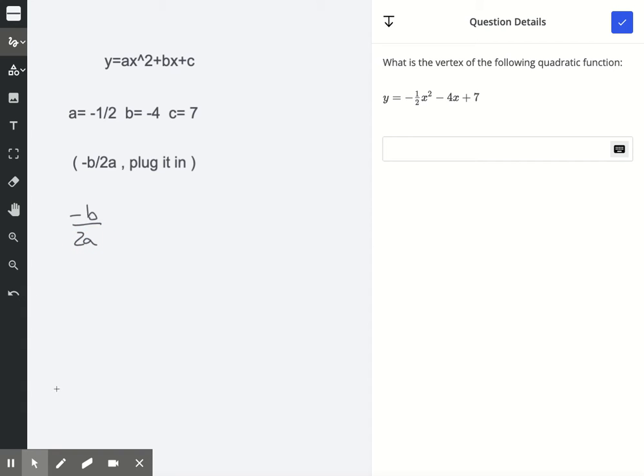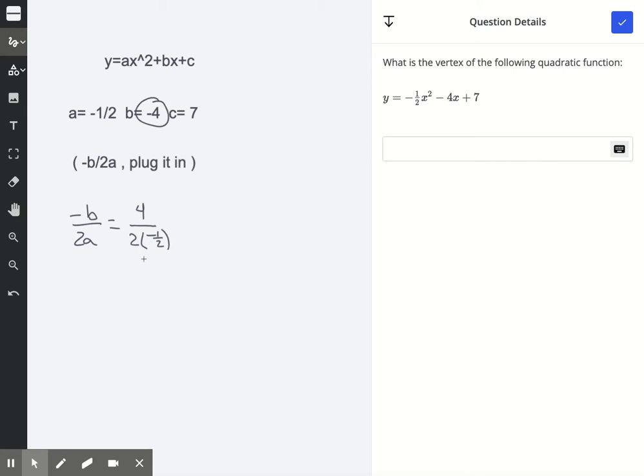Now notice how I keep saying opposite of B. It's very helpful because many people get messed up with negative 4. That's tricky. So if you see that your B is a negative 4, well, what's the opposite of negative? A positive 4. So when I use this equation, 4 goes on top, positive 4. And then on bottom, it's 2 times whatever A is, and A happens to be negative 1/2.